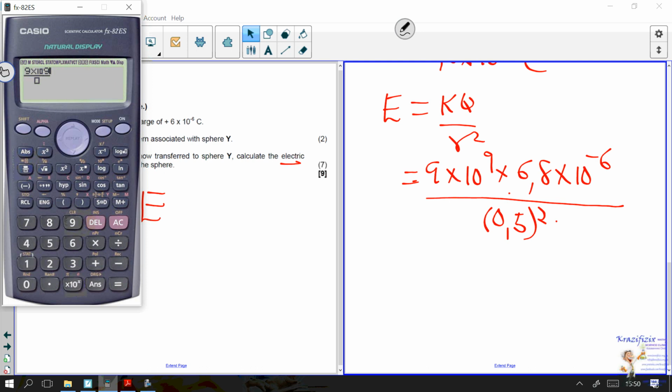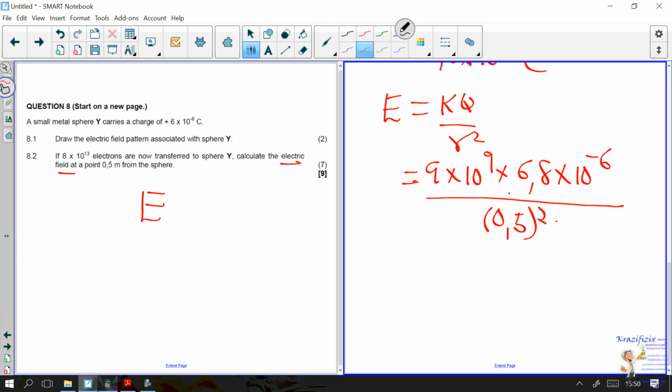9 times 10 to the power 9 times 6 comma 8 times 10 to the power negative 6 divided by 0 comma 5 squared, and your answer is 244800. So E is 244800. What is the unit of electric field?